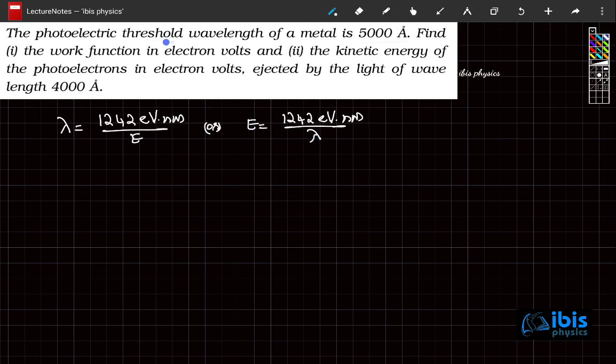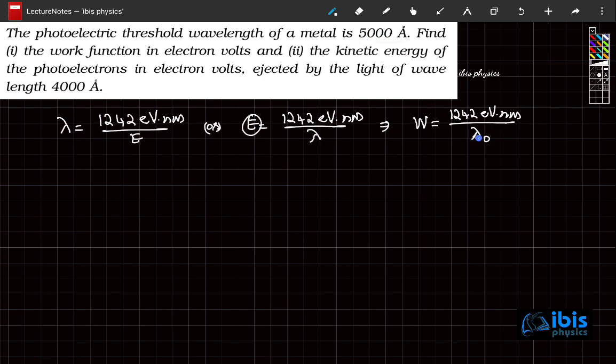And here threshold wavelength is 5000 angstrom. That means the energy corresponding to the threshold wavelength is exactly equal to the work function. Hence, if you substitute energy as work function, this lambda becomes the threshold wavelength. Hence, the work function of a metal is 1242 electron volt nanometer by the wavelength, which is called the threshold wavelength. Here they are saying threshold wavelength is 5000 angstrom.